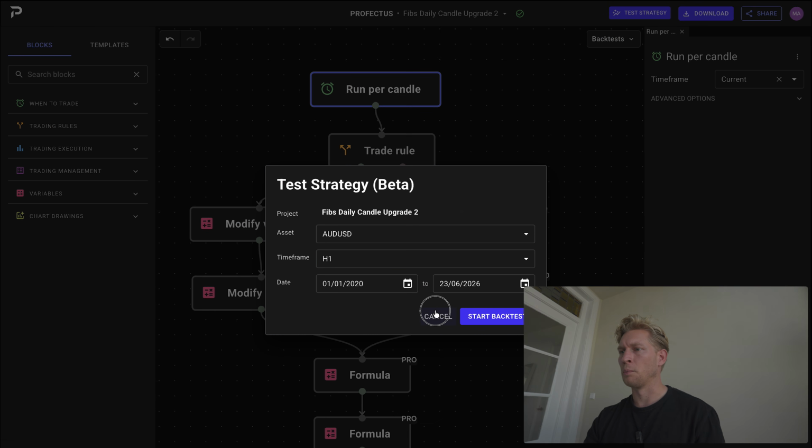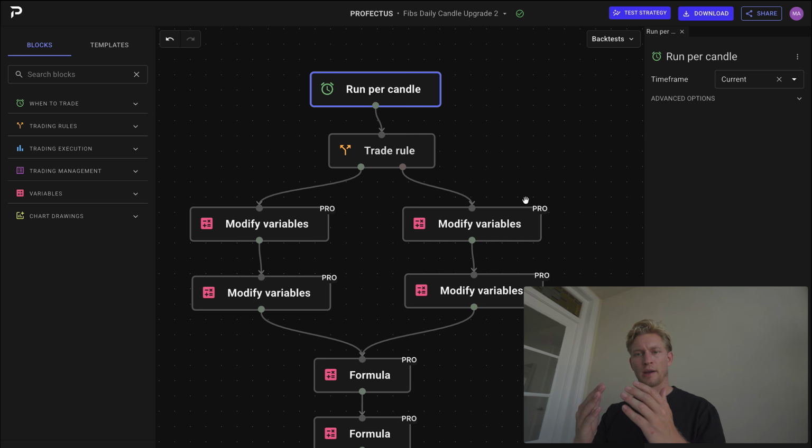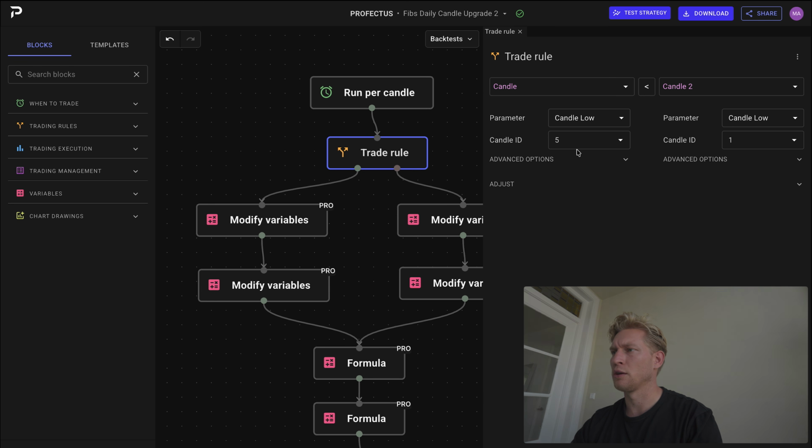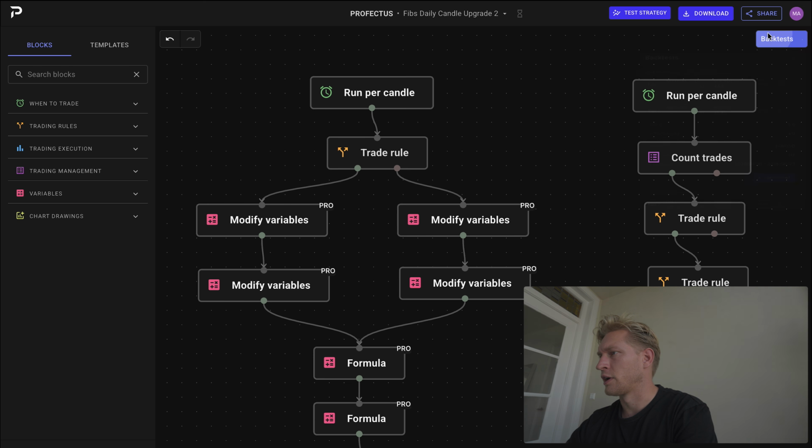1 hour time frame, then every 1 hour candle close, then we're gonna check, okay, what's below, so we move through. It's like a decision tree. Then what are we checking? Well, the trade rule. Okay, this trade rule is the candle low of 5 is below the candle low of 1. So how do you count candles real quick?